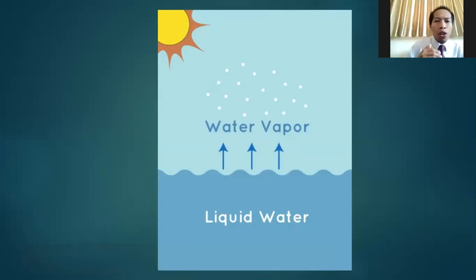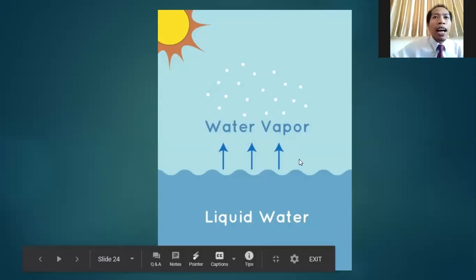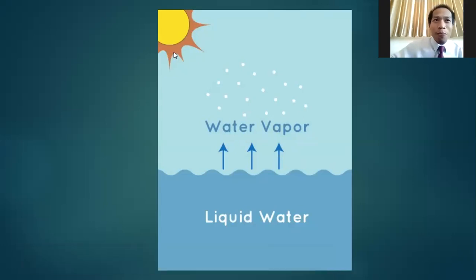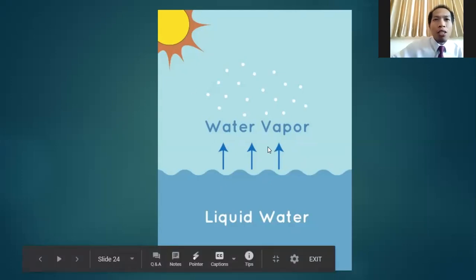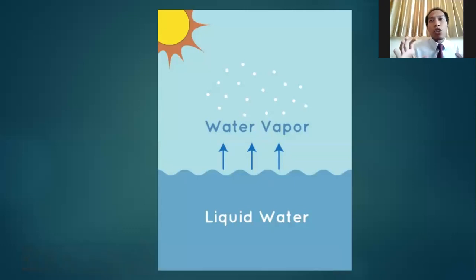Okay, so this is what we call the changing of the matter. And also we are going to learn the changing of this matter in chemistry. And what makes liquid water change into the water vapor? Of course, the energy. Here the example is the sunlight. Without sunlight, the liquid water cannot vaporize, cannot become a vapor. So because of this energy, the liquid water can change into water vapor. So energy changing is also the one that we are going to learn in chemistry.